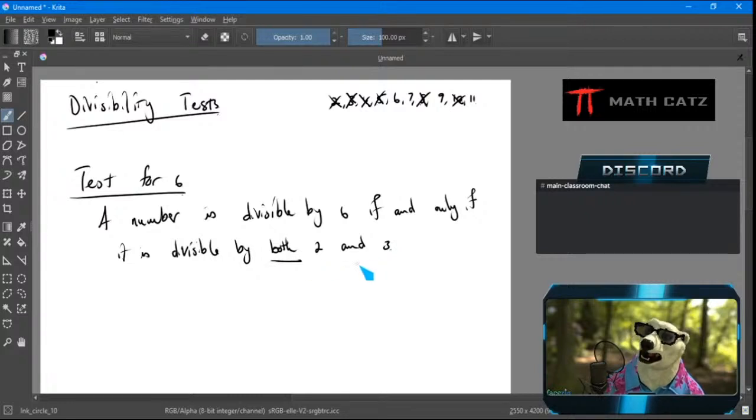So in order to decide if a number is divisible by 6, I need to check if it's divisible by 2, if it's divisible by 3, and only if I have both, then I can say yes, it's divisible by 6. For example, let's take here 312,798. Is that divisible by 6?